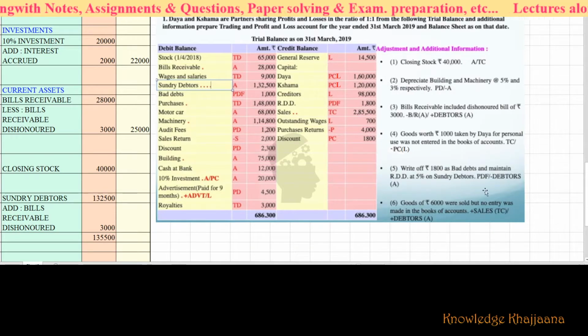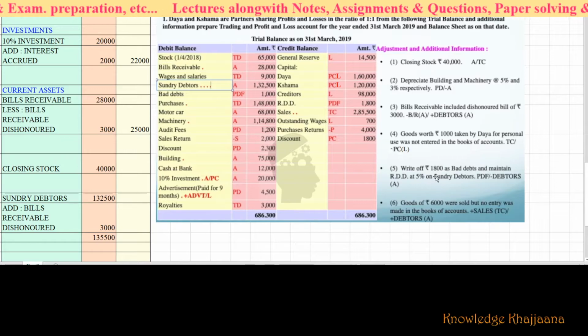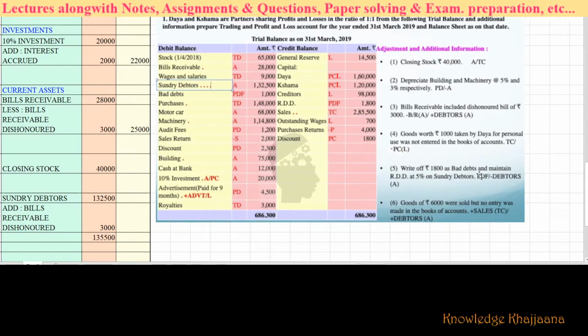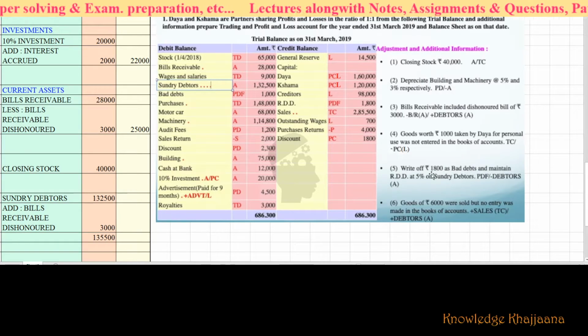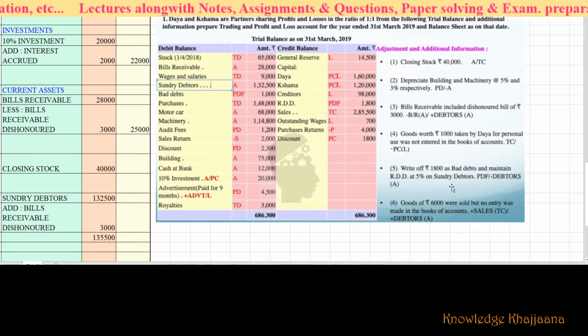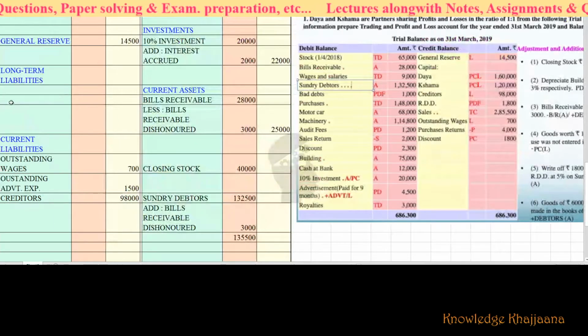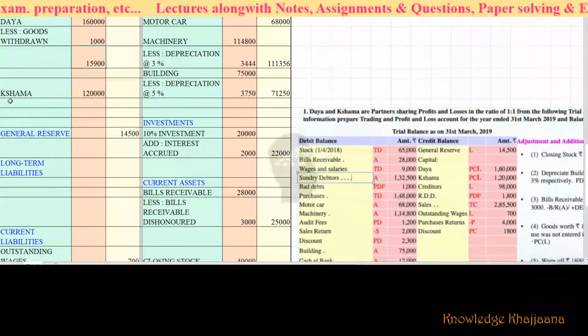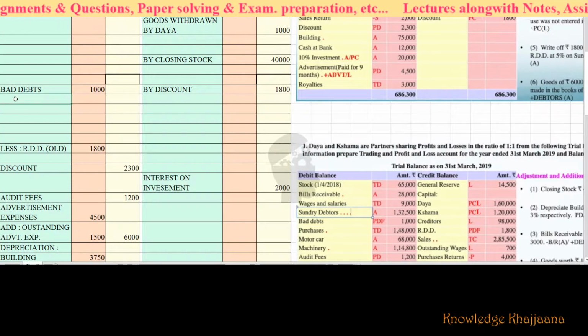See, this is again a very important adjustment. So there are two things. Write off rupees 1,800 as bad debts. So these are the new bad debts, right? As these are the new bad debts, we have to add them in the bad debts as per the formula. New bad debts we have to add. Where are the bad debts? Profit and loss account debit side.